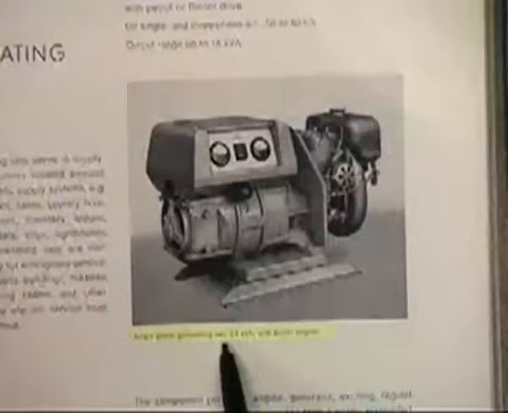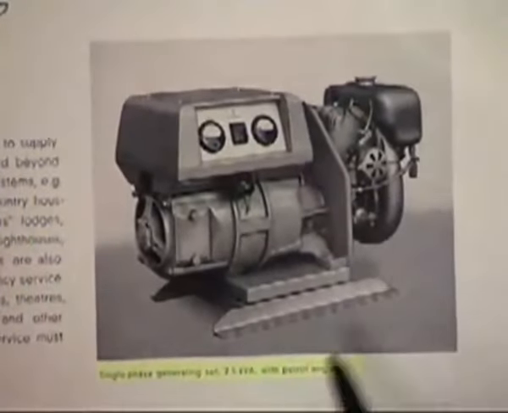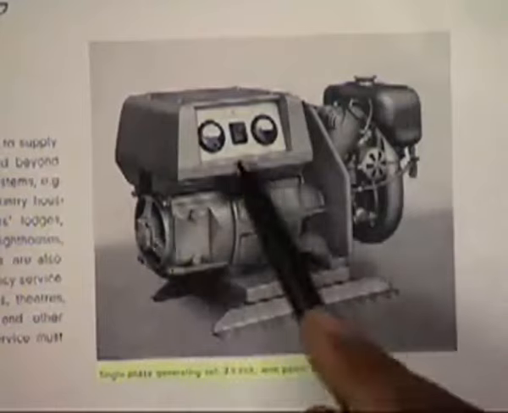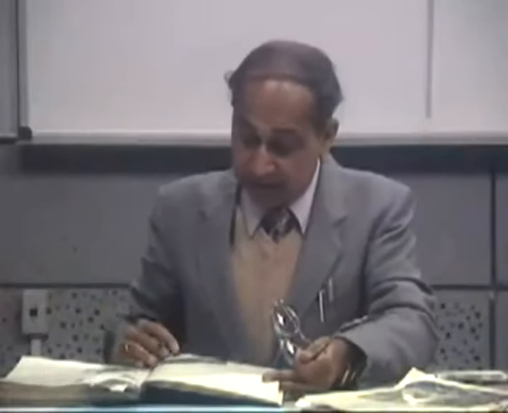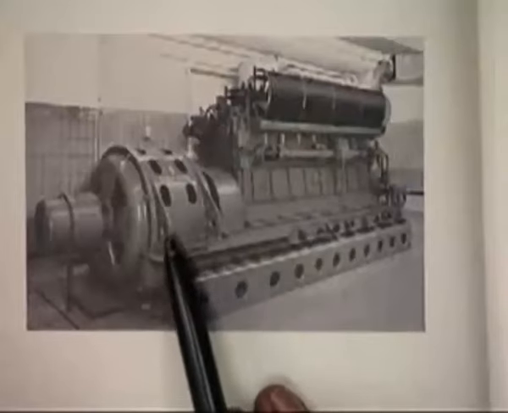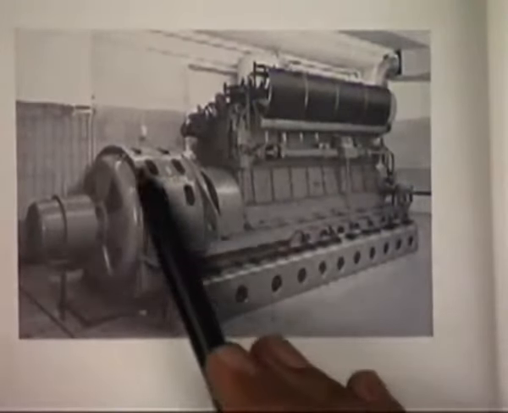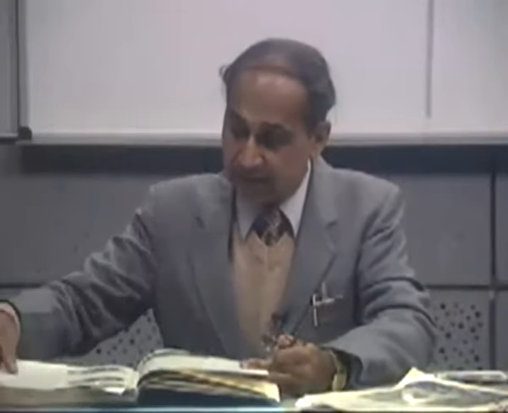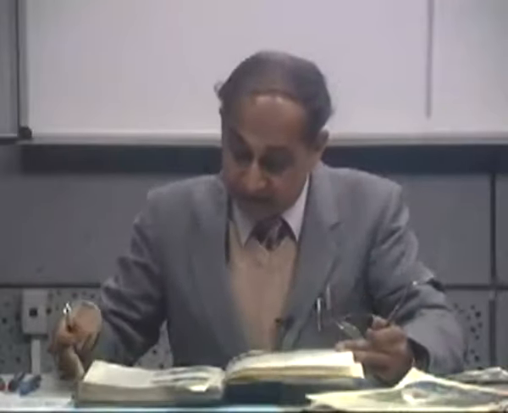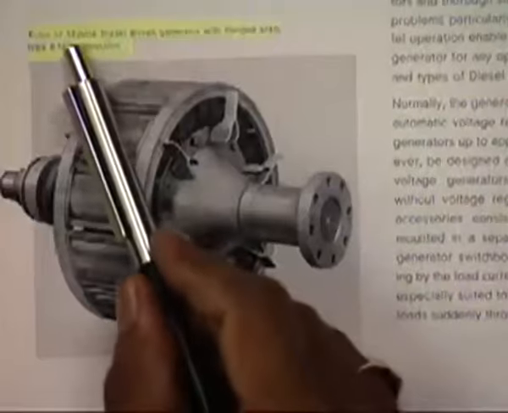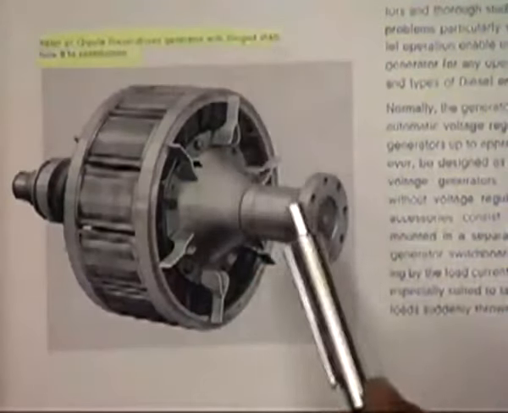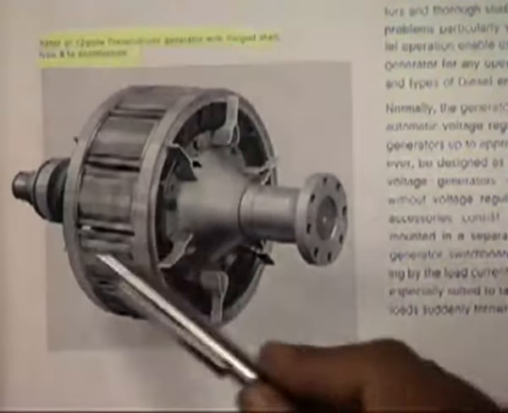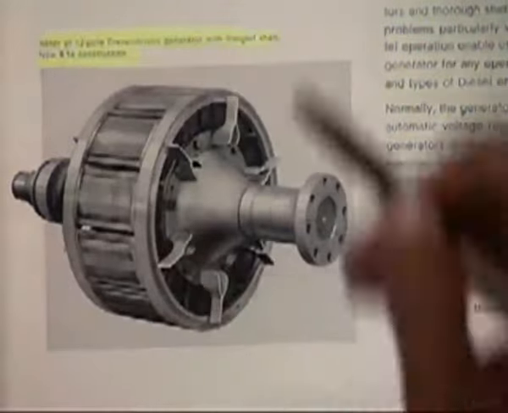Here is a single phase generating set around 2.5 kVA with a petrol engine. So this is a small generator. You can see how it looks out like this. And this one is a diesel generator. This is the diesel engine driving a generator. Okay. And here is again a rotor of a 12-pole diesel driven generator. There are 12 poles here, and you can again see the same type of arrangement.